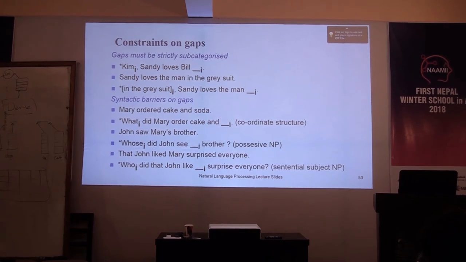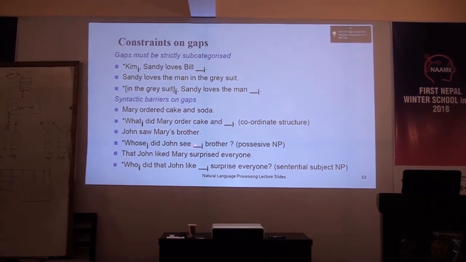Okay? John saw Mary's brother. Whose did John see brother? That doesn't work out. What did John like? Mary surprised everyone. Who did that John like? Surprise everyone. Okay, that doesn't work out. So you're not able to move out this Mary out into that position.